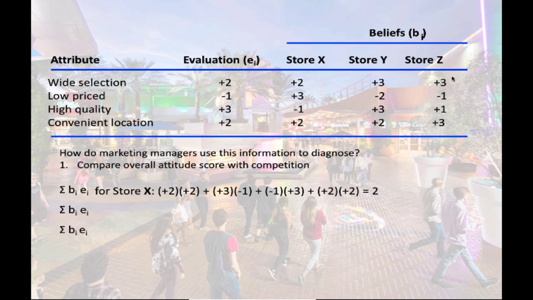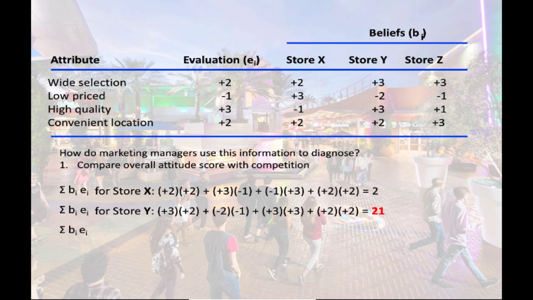So here we have all the information summarized. This is the evaluations of the attributes, just one column. And then we have a separate column for the belief ratings for each store for the different attributes. And so here we see again the computation for store X, which we did earlier.